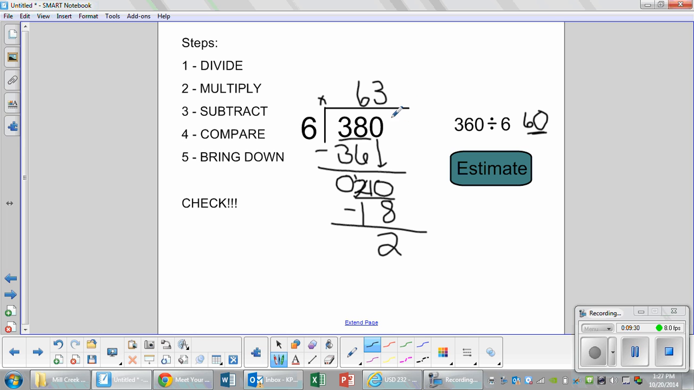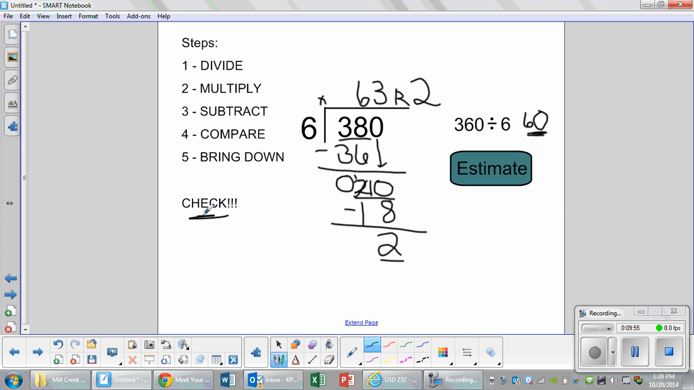Now when I get to the bring down, if there's nothing left to bring down, I know that 2 is my remainder. So I record that by writing an R, capital R, and the number 2. So my quotient is 63 remainder 2. It's close to 60, so that tells me that I probably did my work right.